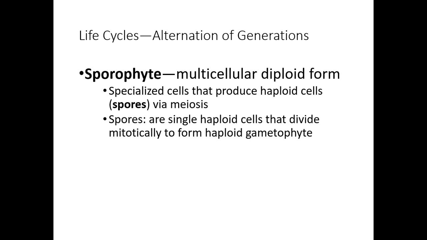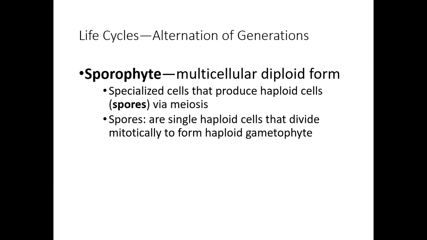The multicellular diploid form is the sporophyte. So this is the big 2N part of this alternation of generation. So the sporophyte would be the big fern. We're talking about ferns, and they do this life cycle. But the sporophyte contains specialized cells that produce spores, which are haploid cells, via meiosis. Then these haploid cells are going to divide to form the multicellular gametophyte.